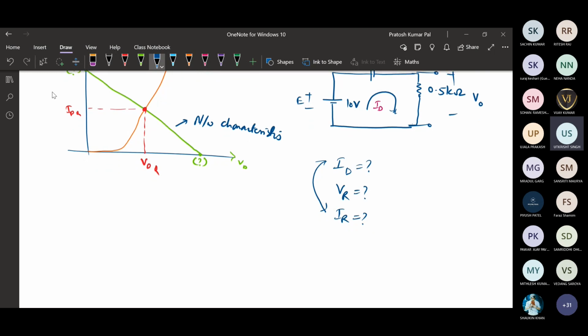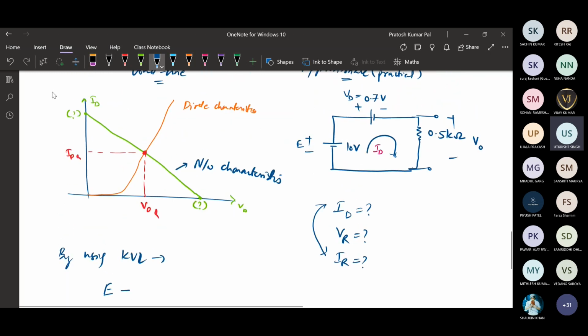To find this, we need to use KVL. By using KVL, we will write E minus, this is plus minus. To write the KVL, we take the polarity of each component. Starting this way, what is the exiting polarity? This is positive. So for this supply voltage, the exiting sign polarity is plus, so it will be plus E.